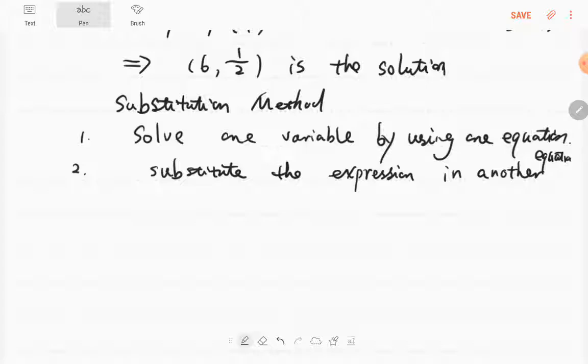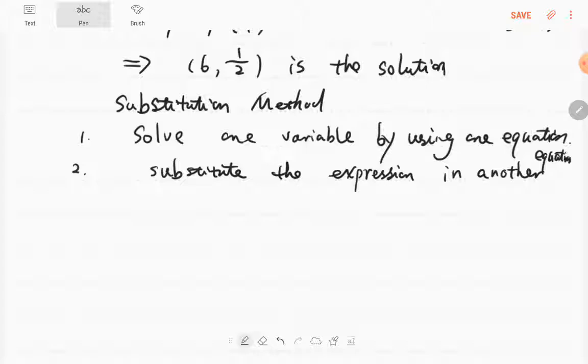So if we use equation 1 to solve for x or y, then we're gonna substitute the expression in equation 2. So they cannot be the same equation. We should use one equation to solve for a variable, then use the substitution method in another equation. Okay.